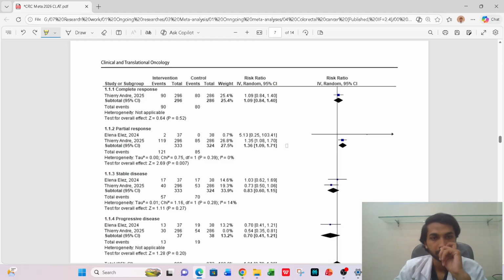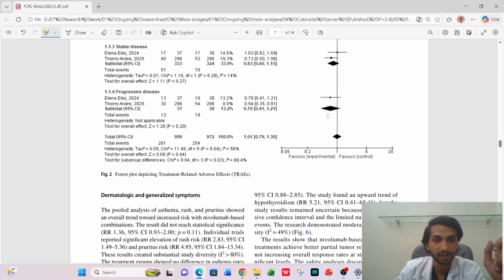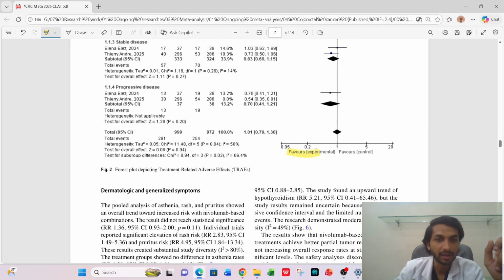First, let me discuss this forest plot. This is the center line, and this vertical line is the main point, which is the reference point. Beyond the reference point there is something written, which favors the experiment and which favors the control, basically which are in favor of the intervention, the nivolumab-based drug, and which are in favor of the comparison or comparator arm.